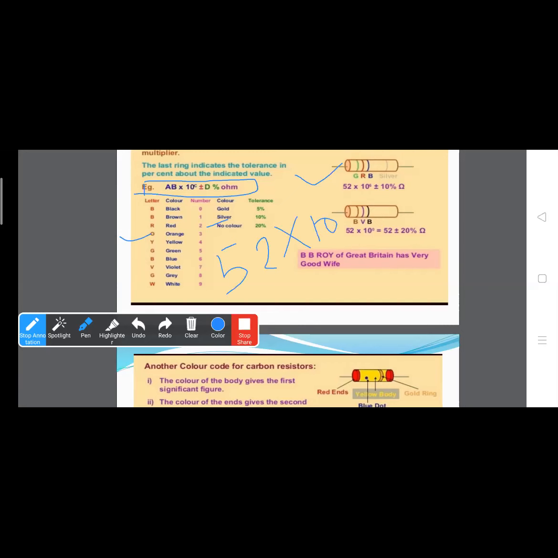No, third is blue. So blue is 6, 10 raised to power 6. And the last one, the fourth ring, is of silver color. So we can write plus minus. Tolerance of silver is 10%. Clear? So this is 52 into 10 raised to power 6 plus minus 10% ohm resistor.